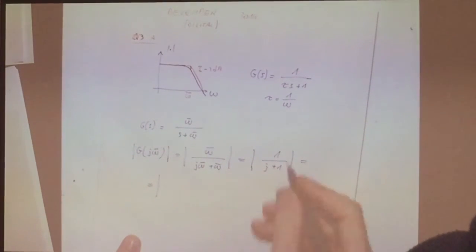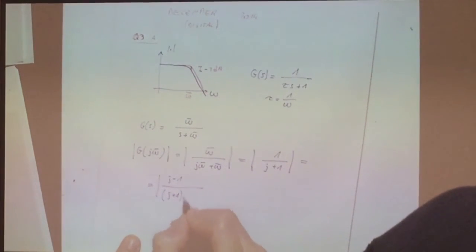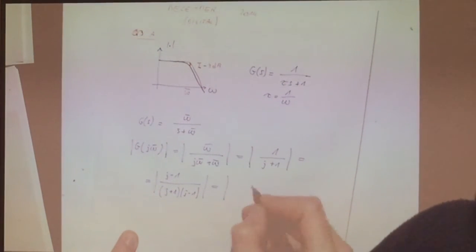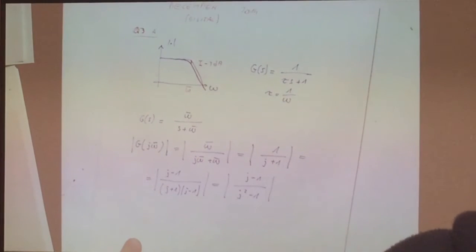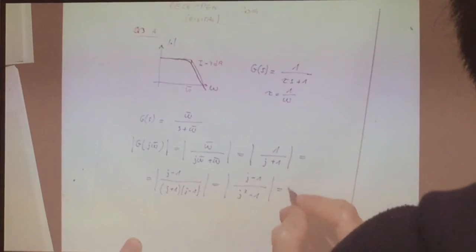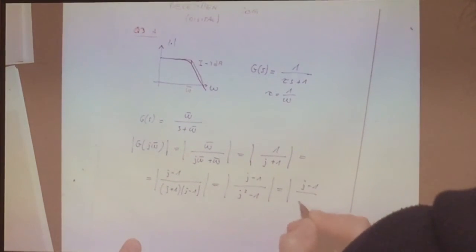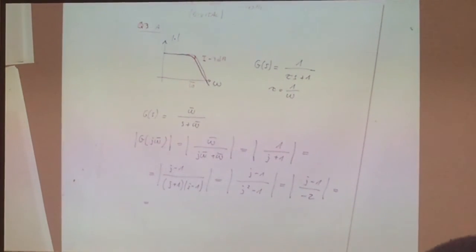So what you do is multiply by j minus 1. So in the denominator you get j plus 1 times j minus 1, right? Which means the denominator becomes j squared minus 1. And j squared is minus 1. So this is j minus 1 over minus 2. Or is it 1/2 times the magnitude of j minus 1.